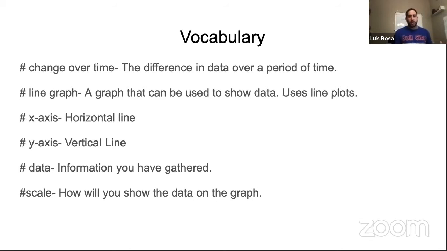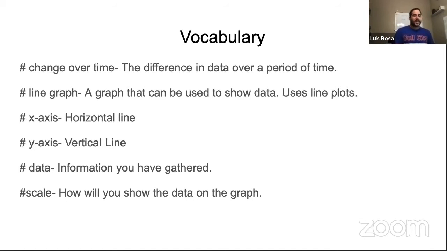So on Monday, you might have collected $5 selling lemonades, but on Tuesday, you might have collected $10. So that change over time is from $5 to $10. Between Monday and Tuesday, the change of money was $5. Another term that we're going to be using a lot is called line graphs. A line graph is a graph that can be used to show data. It uses line plots. You create lines on the graph to show your information.